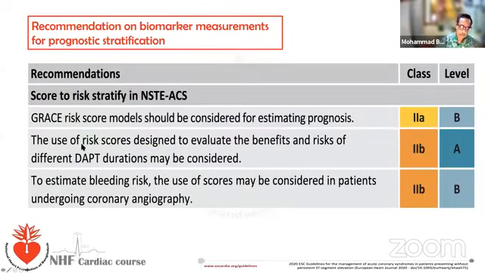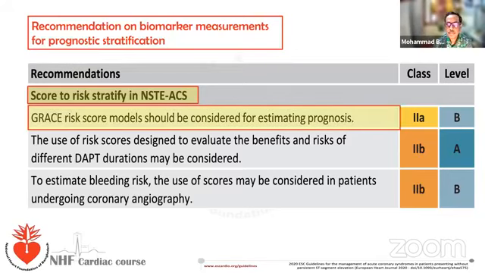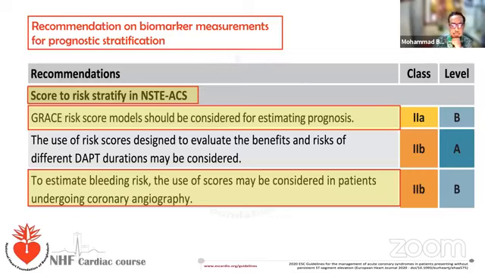Now, as Dr. Smita has mentioned, risk stratification is very important to plan the strategy of treatment. And among all the risk scores, the GRACE risk score has been suggested for estimating prognosis. Previously, the TIMI risk score was also included, but this new guideline has included only the GRACE risk score model to estimate prognosis. And we should also estimate bleeding risk and use this score for patients undergoing coronary angiography.